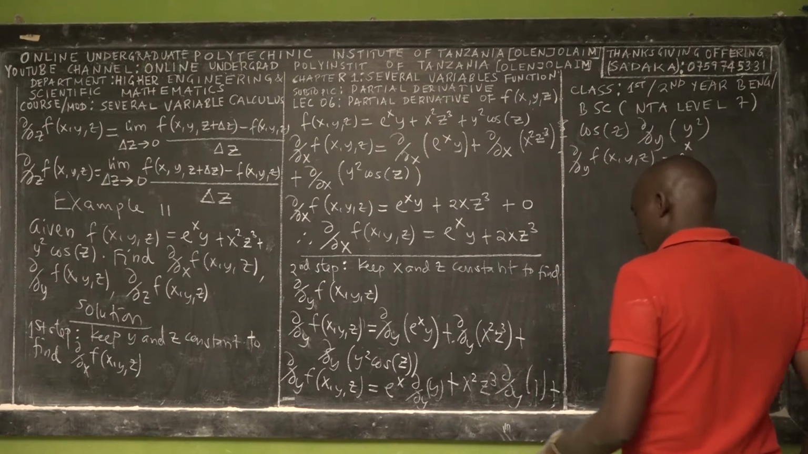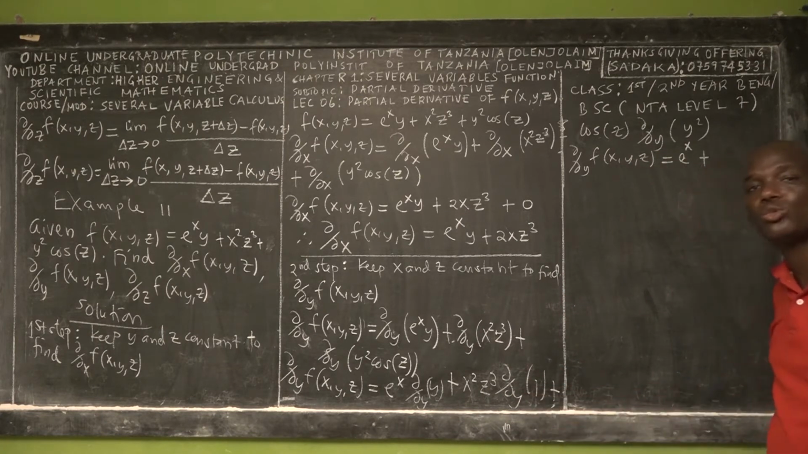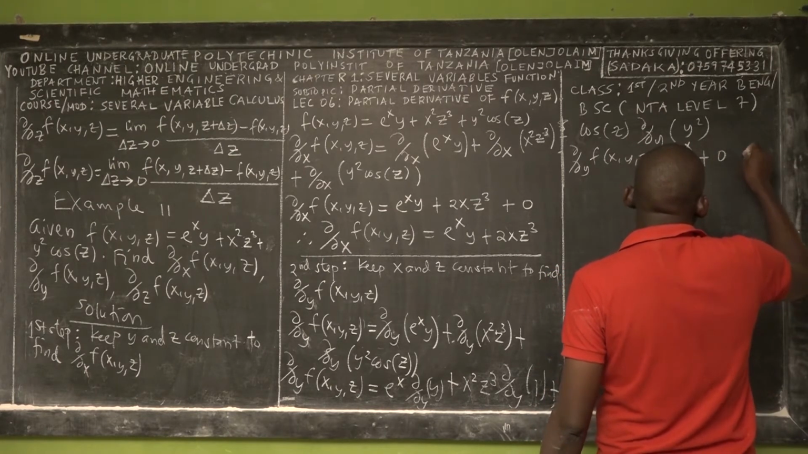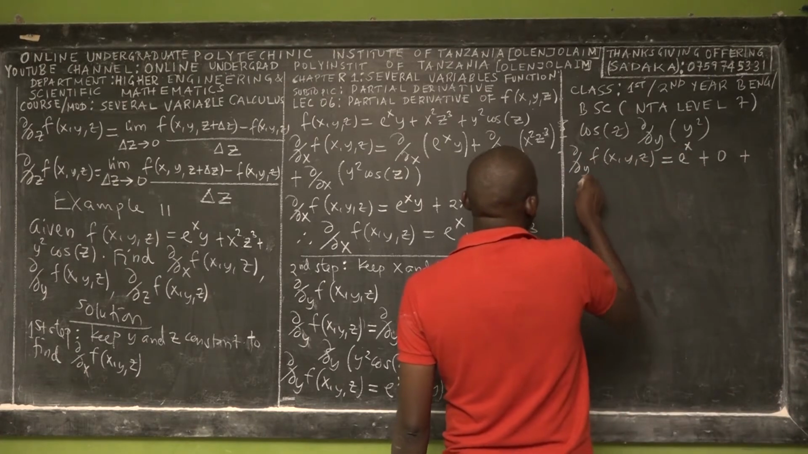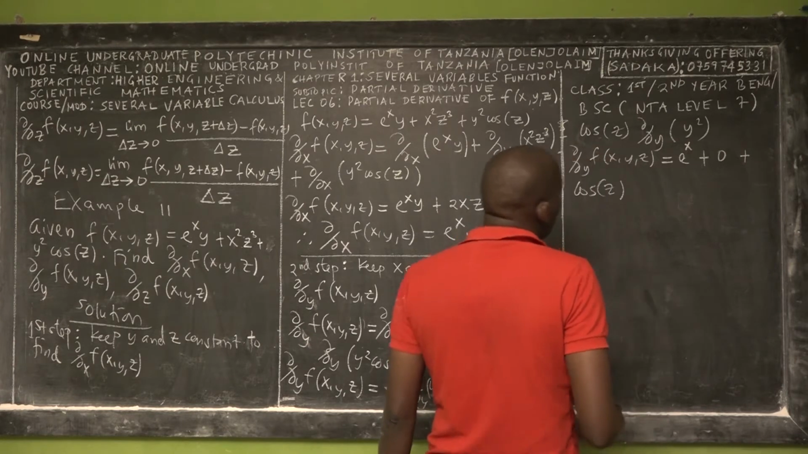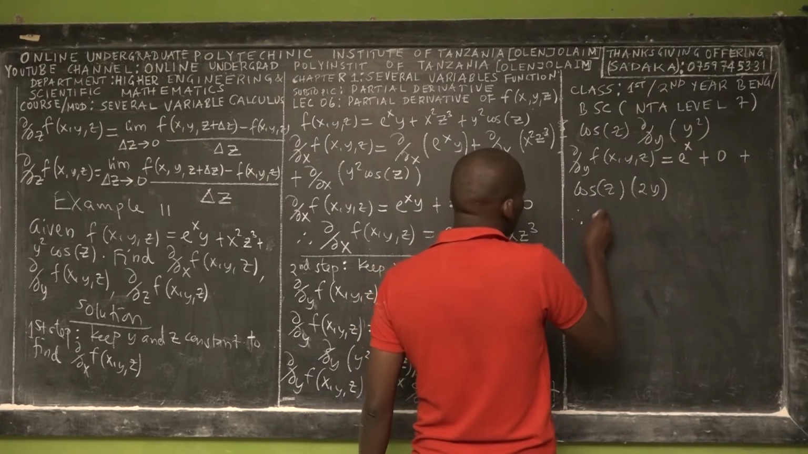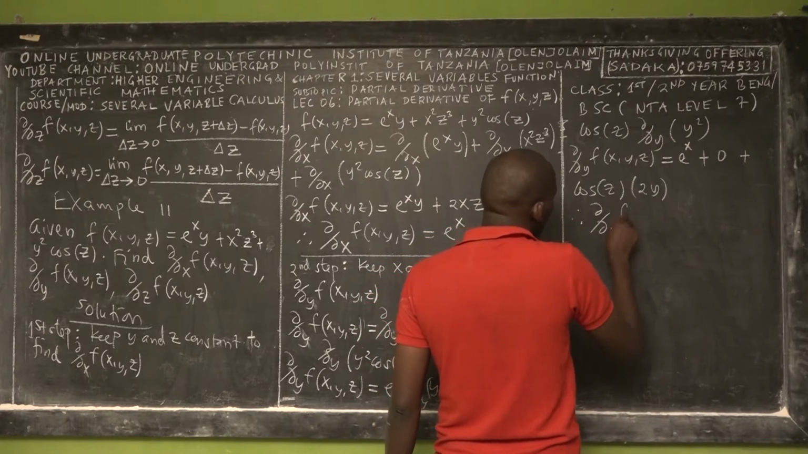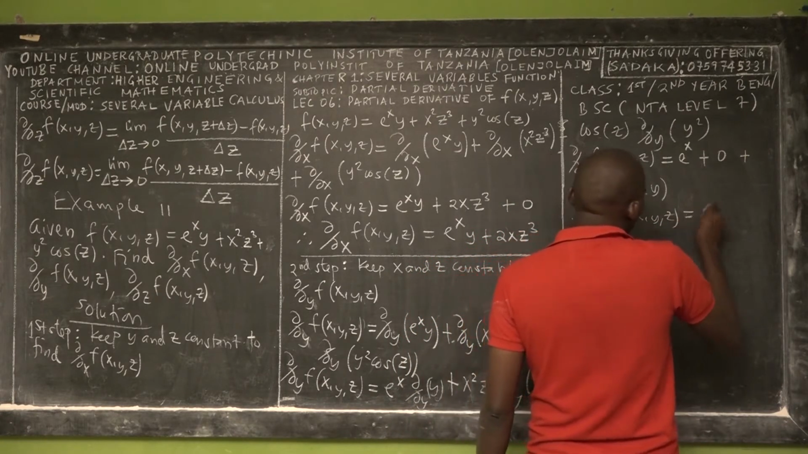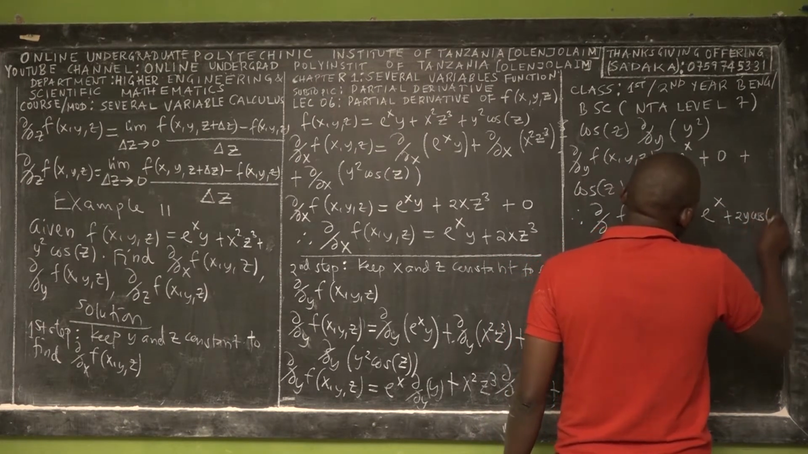Then plus what? Here we have x squared z cubed, we differentiate a constant with respect to y. So whenever you differentiate a constant with respect to any variable, the answer is 0. Then plus, here we have cos of z, which we have kept constant, differentiating y squared. So the answer is twice y. So ladies and gentlemen, the partial derivative of the function f of x, y, z with respect to y is equal to x e to the x y, plus twice y cos of z.